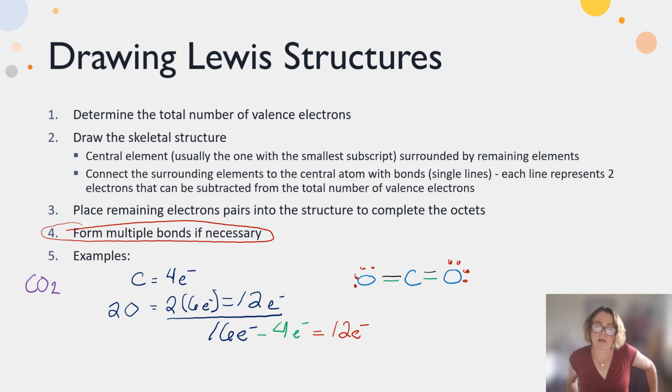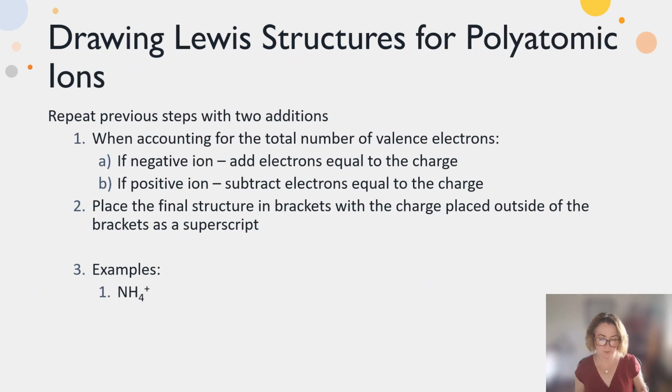Now, you may have asked, couldn't I have taken 2 pairs of electrons from one oxygen and made a triple bond and then a single bond? In general, you want to make your molecule look as balanced as possible. And it is much more balanced to have a double bond on both sides of that carbon than to have it be a little skewed, with a triple bond and a single bond. So this is the structure for carbon dioxide.